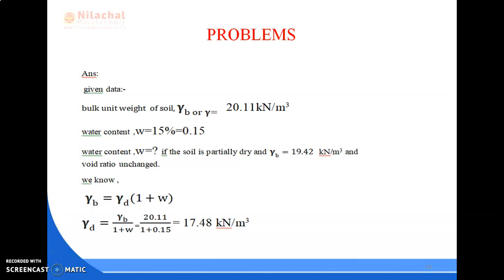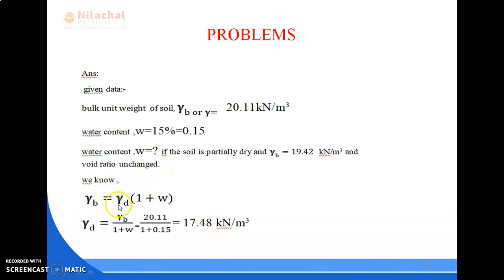The condition is given that we find out W equal to question mark if the soil is partially dry and gamma B equal to 19.42 kilonewton per meter cube and the void ratio is unchanged. So we have to put this value of gamma B whenever we calculate the W or water content value. So let us see.